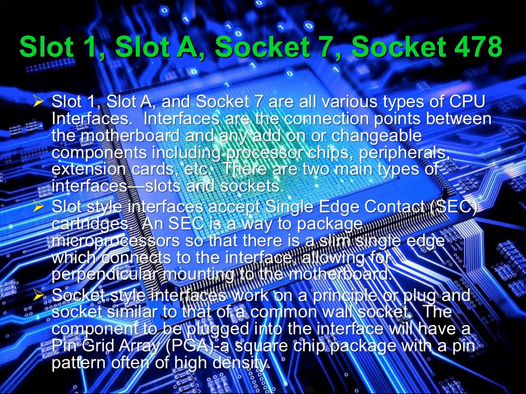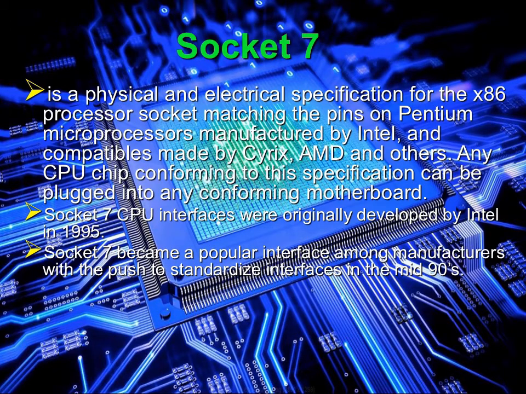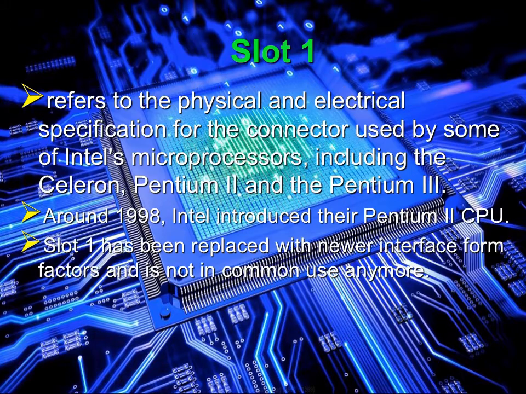Socket 7. Socket 7 is a physical and electronic specification for x86 processor sockets matching the pins on the Pentium microprocessor manufactured by Intel, and compatibles were made by Cyrix, AMD and others. Any CPU chip conforming to the specification can be plugged into any conforming motherboard. The Socket 7 CPU interface was originally developed by Intel in 1995. Socket 7 became the popular interface among manufacturers with the push for a standardized interface in the mid-90s.